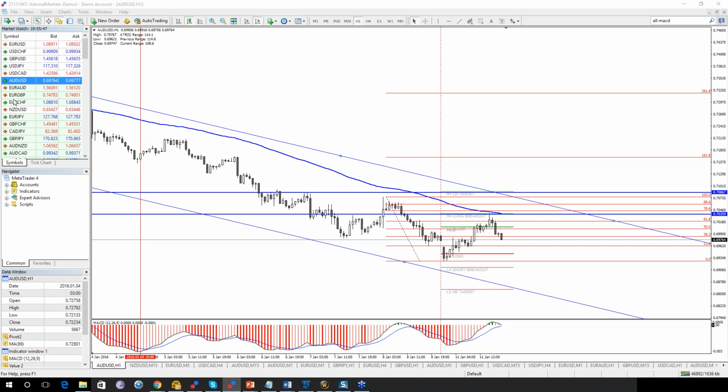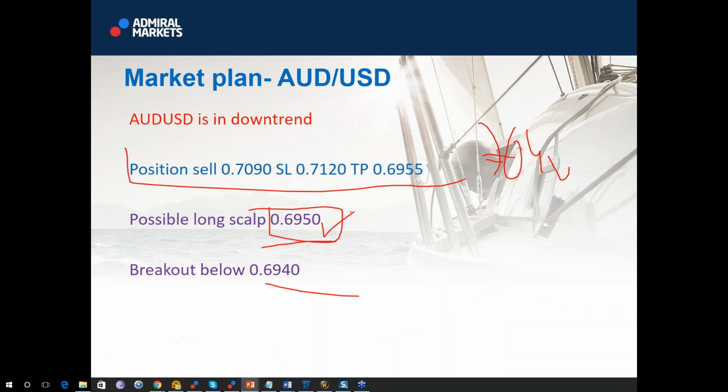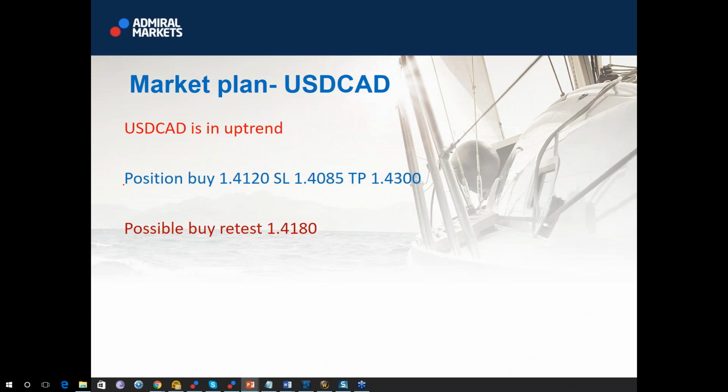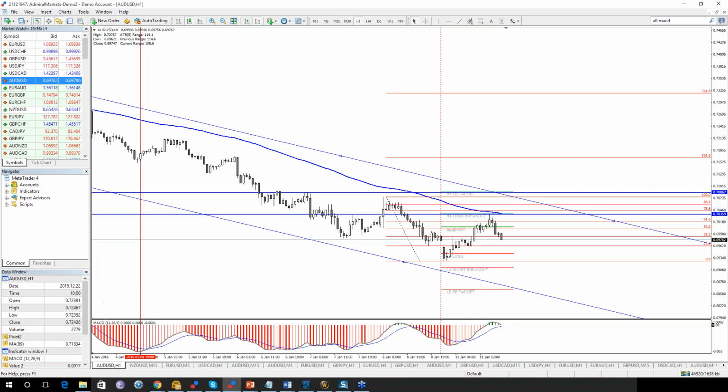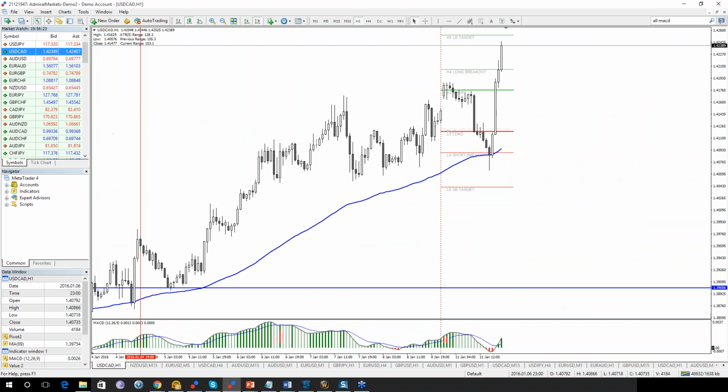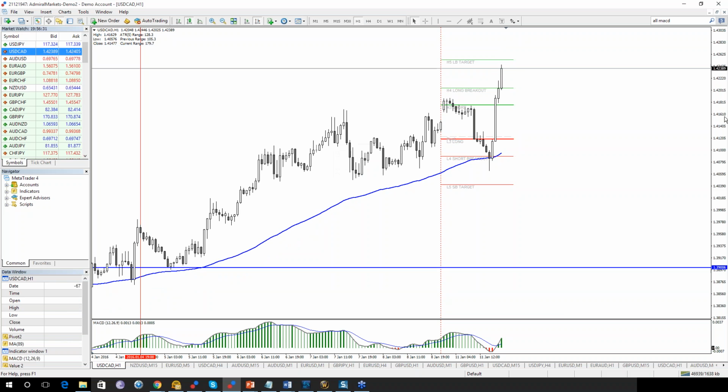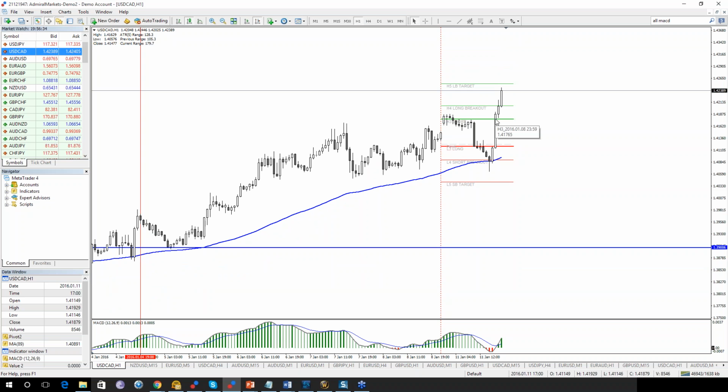Okay. Now again, this is Australian dollar. Let's move on to dollar CAD. 41.20, 40.85, and possible buy retest here. Okay, so let me show you. Dollar CAD, okay. Look at this. Such a strong pair. Moving to the upside, really moving strongly to the upside. Look at these Marubozu candles.